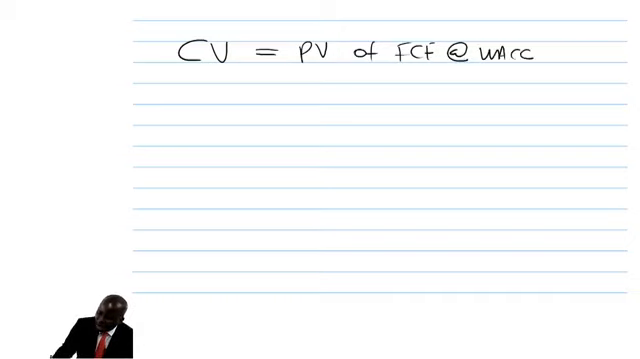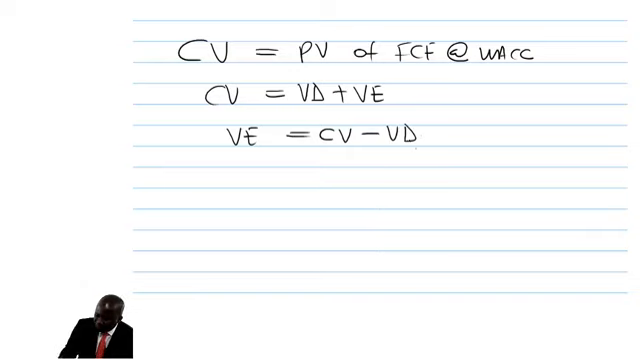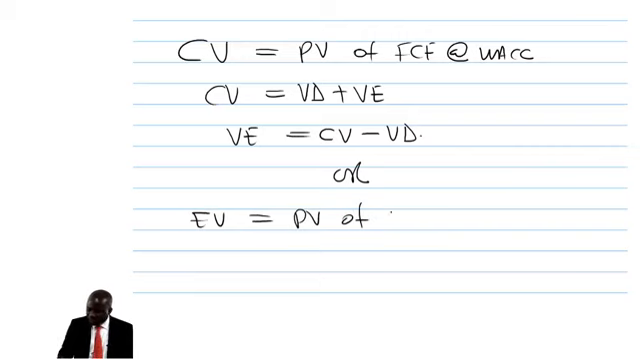We said the corporate value is equal to the present value of the free cash flows discounted using what? WACC. And this corporate value is made up of value of debt plus value of what? Equity. So if I want my value of equity, my value of equity is the corporate value minus value of what? Debt. We did all that in chapter number 2. Or alternatively, I can calculate the equity value as the present value of what? The free cash flows to equity discounted using cost of equity.